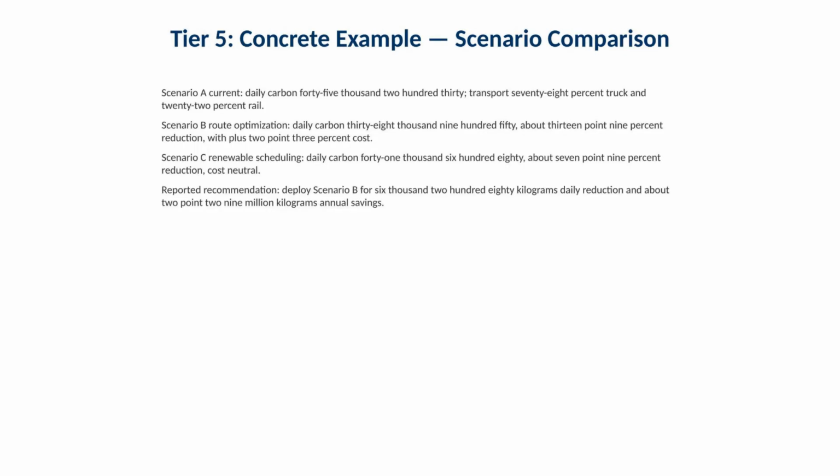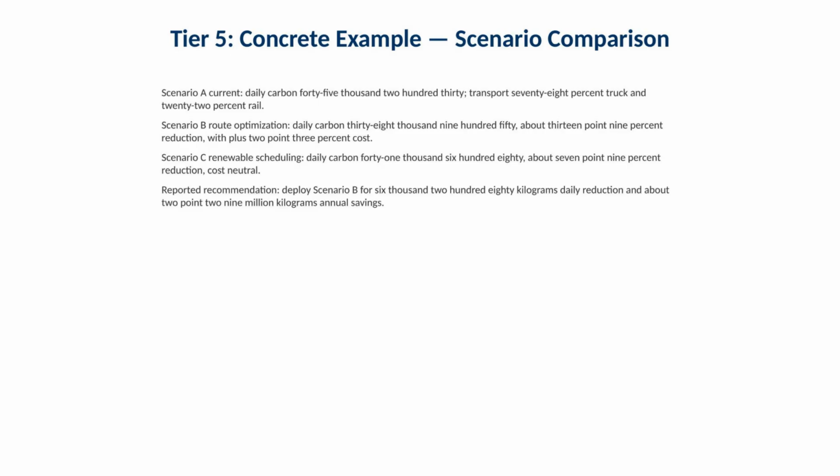In the European network example covering 12 countries, the digital twin runs a 15-minute optimization cycle. Current operations show a daily carbon footprint of 45,230 kilograms of carbon dioxide equivalent, with transport split 78% truck and 22% rail, and average facility utilization of 67%.